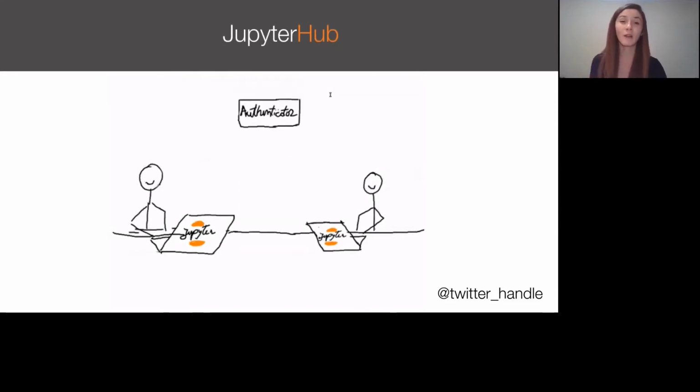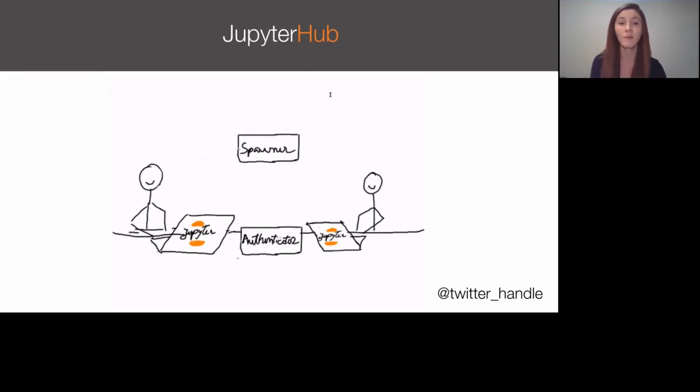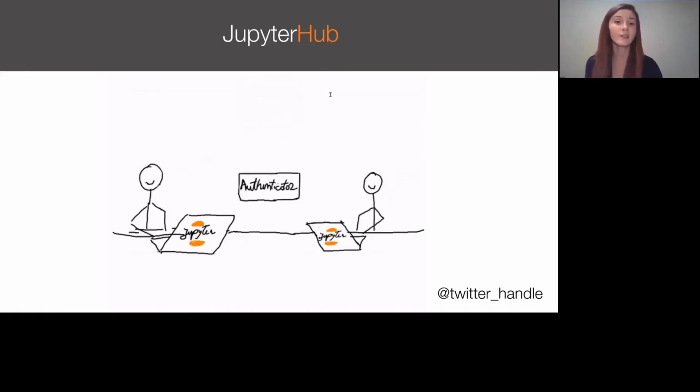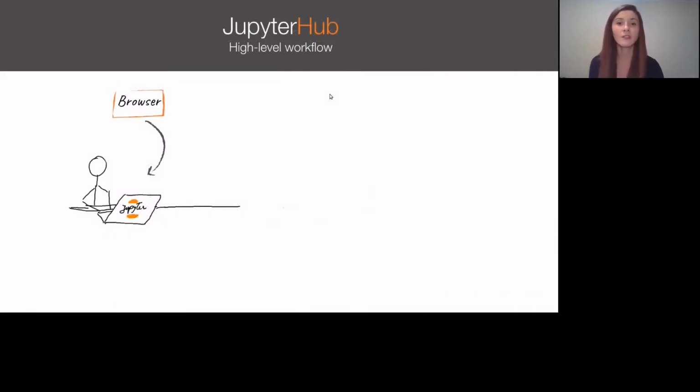In order to allow multiple users, we need to have an authentication service so that we make sure that everyone is who they say they are. So the hub has to have an authenticator. It also needs to be able to create single-user notebook servers on demand. For this, there's an object called the spawner that knows how to do exactly that. Then it needs a mechanism to map and route each user to their own notebook server. For this, there's the proxy. Let's see now how all of these components fit into the high-level JupyterHub workflow.